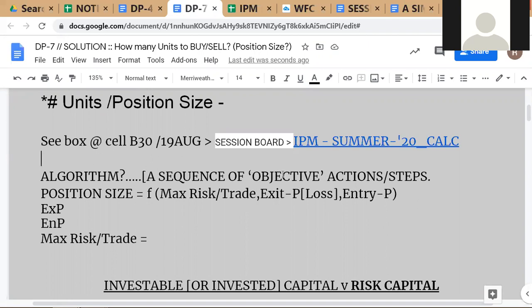So that's what I mean by objective, because we are talking about algorithms in the sense of computer programming. So we want to understand this term: algorithm, often referred to in the markets as algo. Algo is just a short form for algorithm. And what is an algorithm? It's a big word, but it's nothing but a sequence of objective actions or steps.